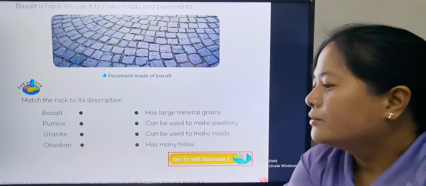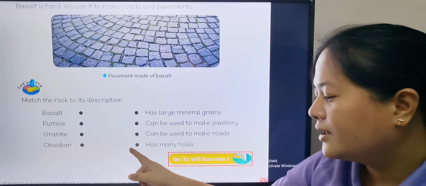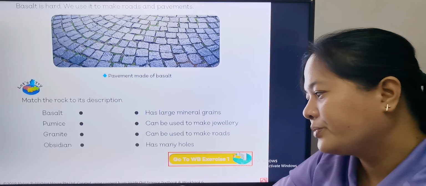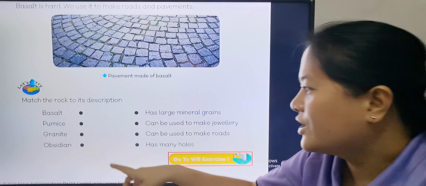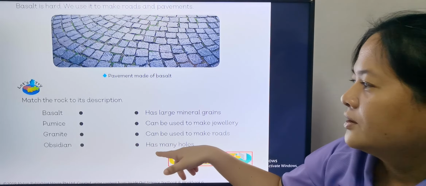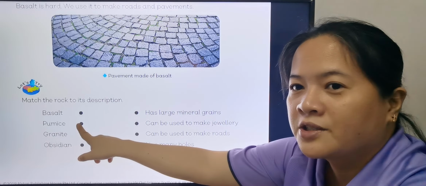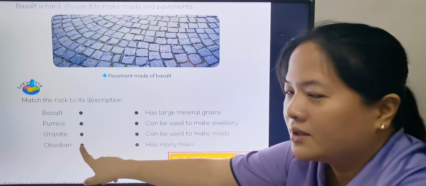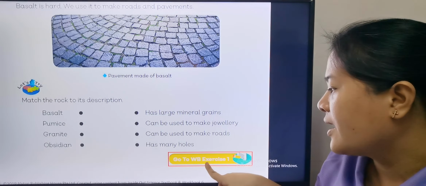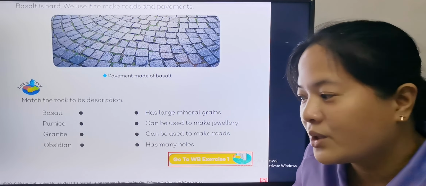Okay, so for today you have to answer your student book, this one, page 93. It's on page 93. It's easy, you just match the rock to its description. Okay, so you can just match what's the description of basalt, what's the description of pumice, granite, and obsidian. Match. Okay, 4 items. And then you go to your workbook, exercise 1 about rocks. That's on page 60. Okay, so let's go to page 60.